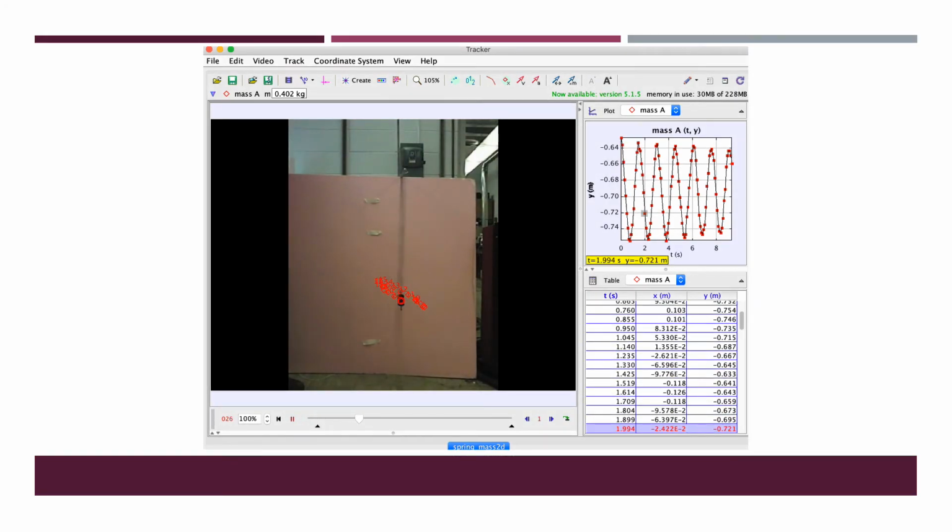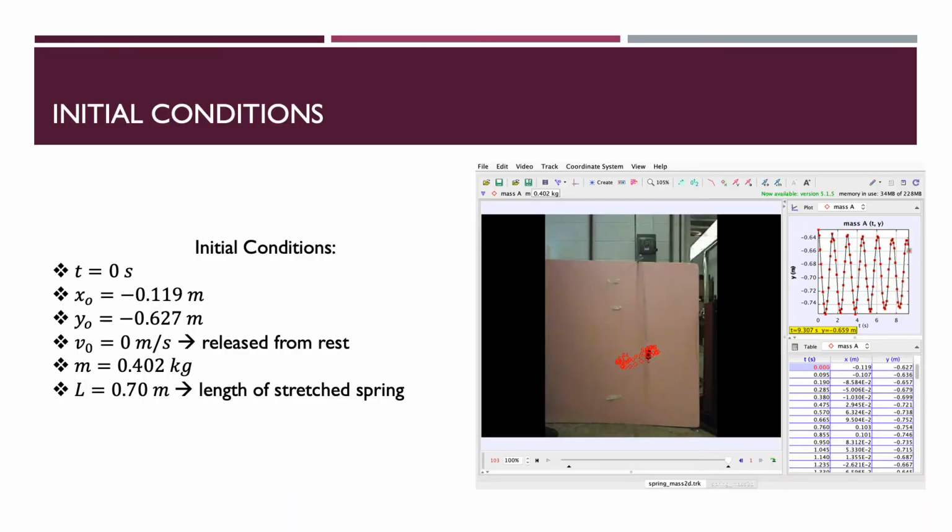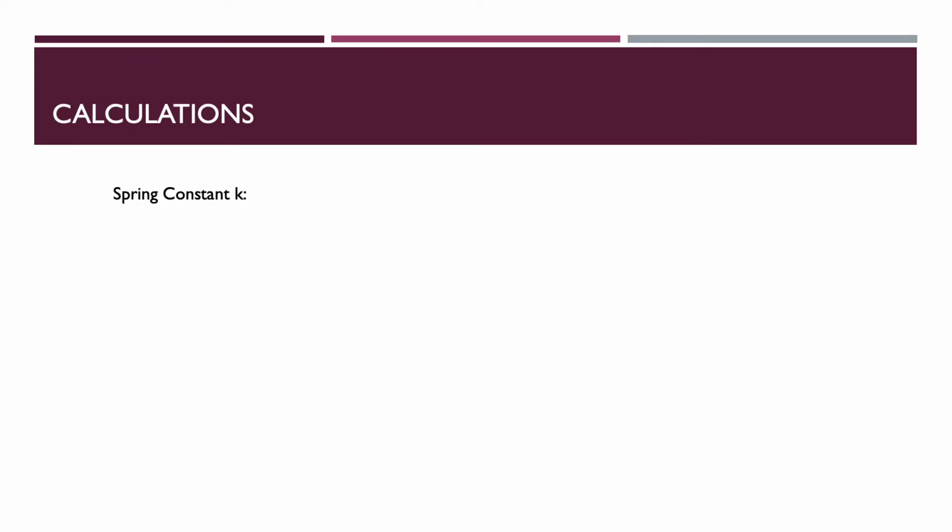Here is the video we are analyzing for this lab. By analyzing the motion of the spring tracker, we can compare the motion to that of a computational model. The mass and initial length of the stretched spring were given in the lab prompt. Here are the initial conditions taken from the lab prompt and tracker that will be used in upcoming calculations and coding. Our first unknown variable is the spring constant K.